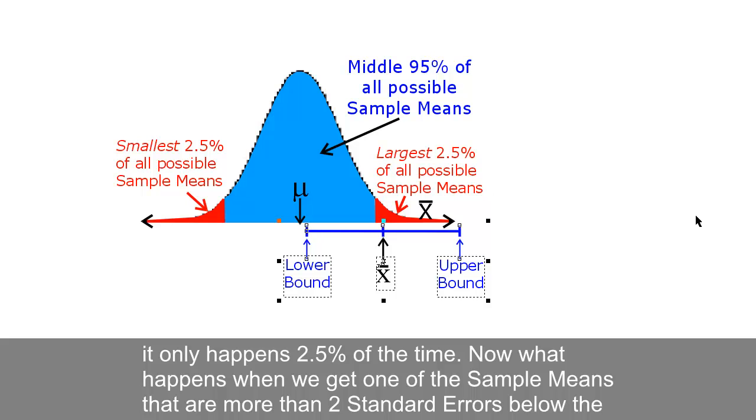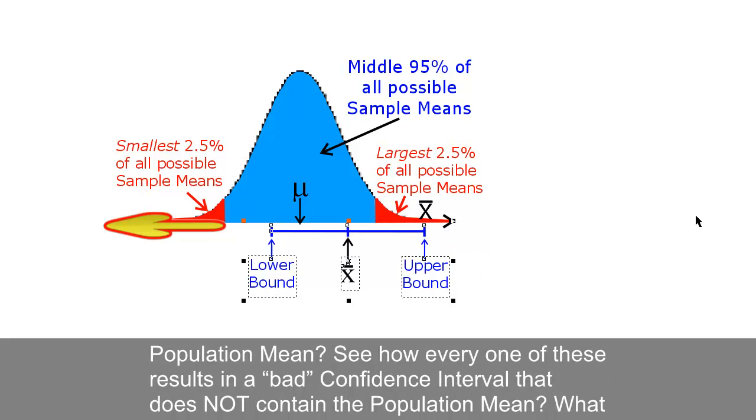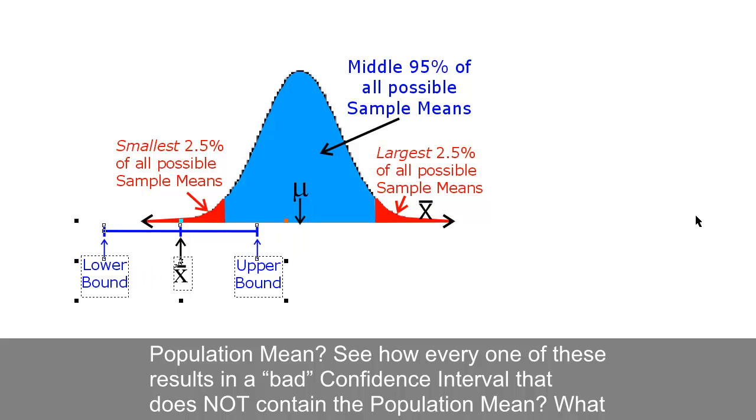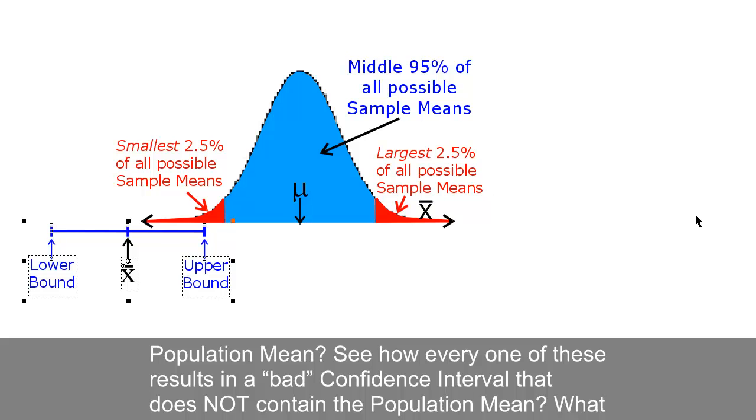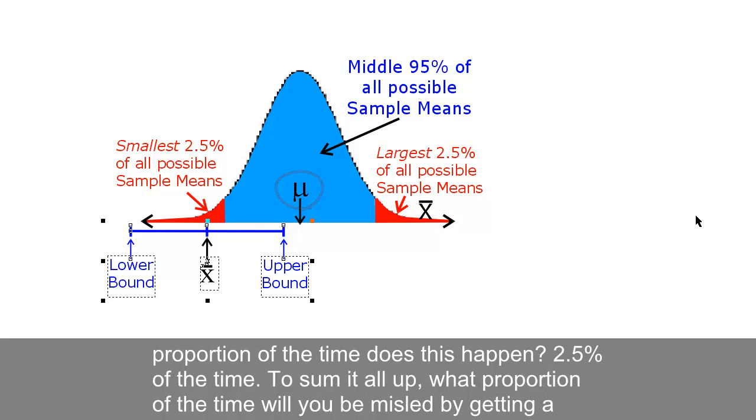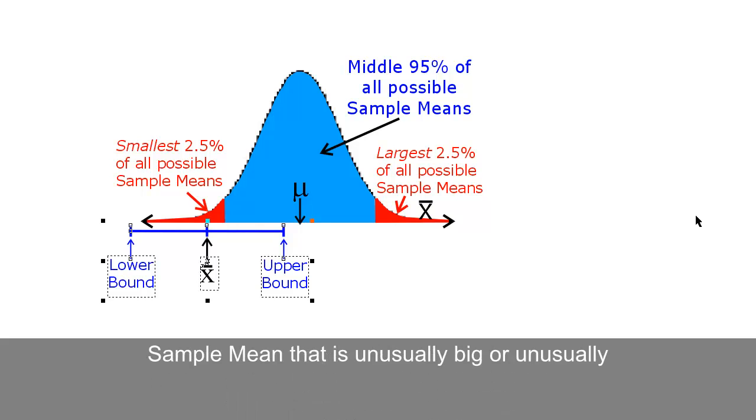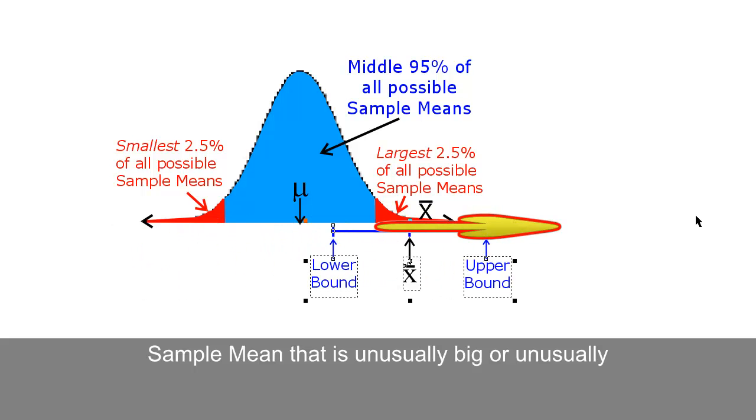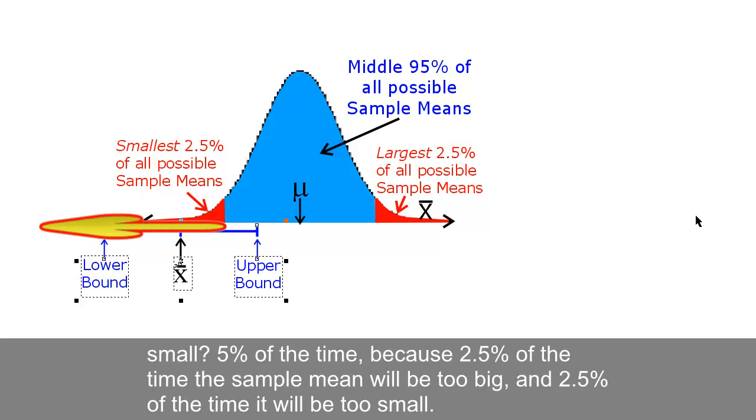Now what happens when we get one of the sample means that are more than 2 standard errors below the population mean? See how every one of these results in a bad confidence interval that does not contain the population mean? What proportion of the time does this happen? 2.5% of the time. To sum it all up, what proportion of the time will you be misled by getting a sample mean that is unusually big or unusually small? 5% of the time. Because 2.5% of the time, the sample mean will be too big, and 2.5% of the time, it'll be too small.